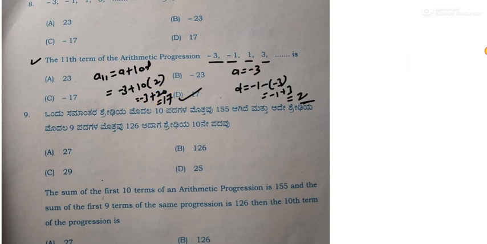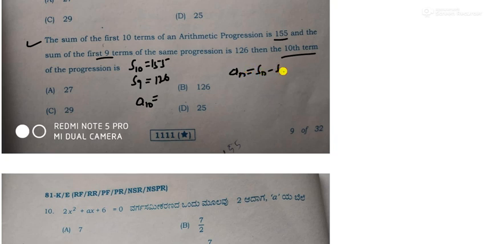Okay. Next is question number 9. The sum of the first 10 terms of an AP is 155. Okay, S10 is 155. And the sum of the first 9 terms, S9, is 126. Then the 10th term is dash. So what is the 10th term? It is this formula: An is equal to Sn minus Sn minus 1. So just subtract S10 minus S9 to get A10. So 155 minus 126 is 29. So the option is 29, option number C. Okay, I hope it's clear.